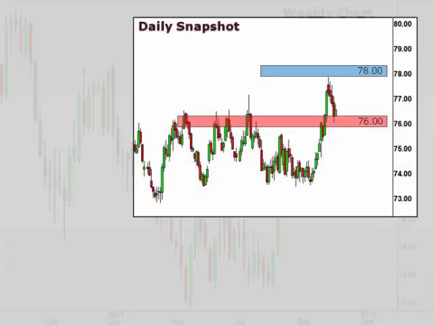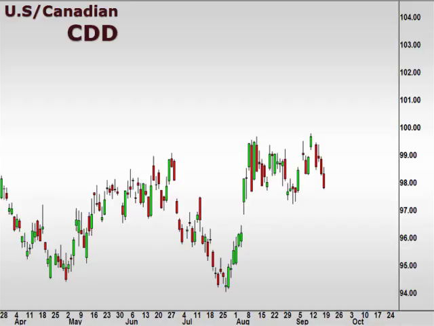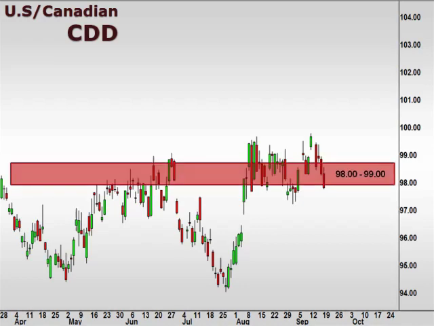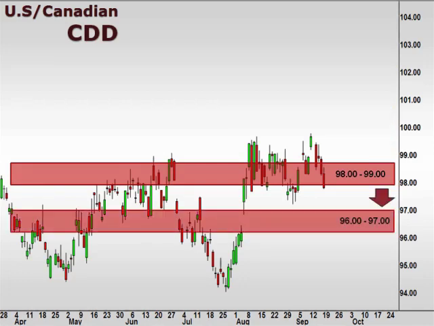A quick look at the daily chart here reflects the important role that 76 plays as support and the overhead resistance sitting at 78. Let's take a look at the CDD, the US versus the Canadian dollar. Well, the CDD closed last week with a test of the bottom range of our support zone sitting at 98. A bounce is likely to revisit the 100-101 focal zone. However, failure to hold 98 opens the window for a retracement down towards 96.